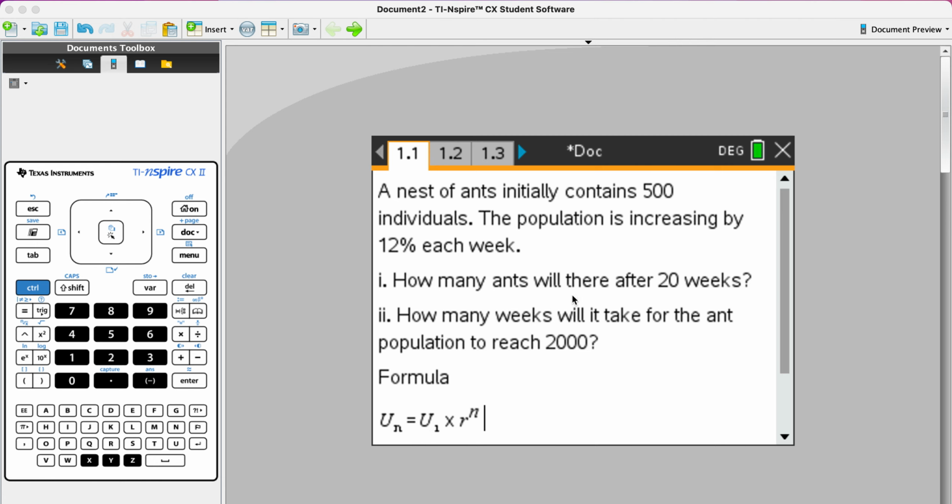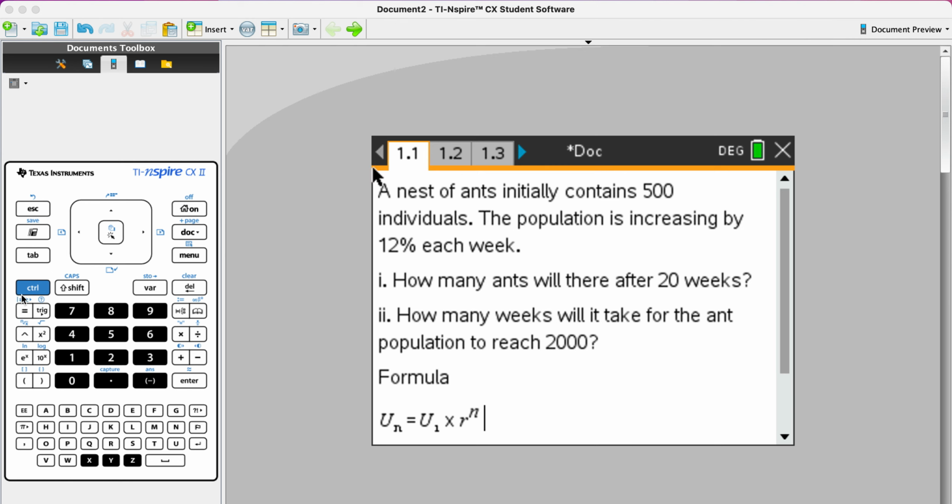Okay, so how many ants will be there after 20 weeks? And second one, how many weeks will it take for the ant population to reach 2000? Kind of like when is the first time it reached 2000. Okay, let's see what formula we will use for these two questions. We have un equal u1 times r to the power of n. U1 here is the initial amount of ants in this question, and r is the common ratio. So the common ratio will be the percentage increase. However, we need to change it to a multiplier. Okay, and n will be the 20 weeks, the time it takes or number of weeks.